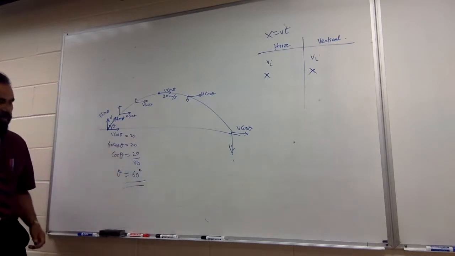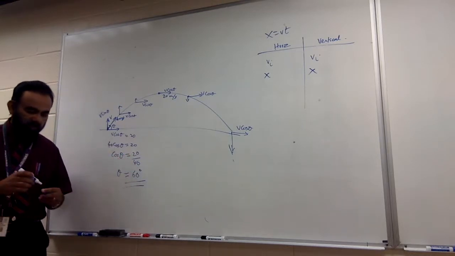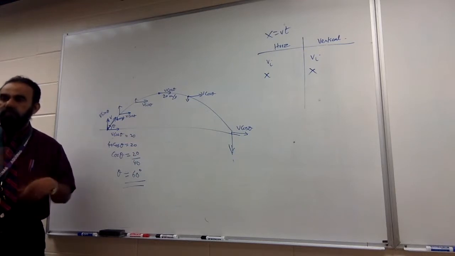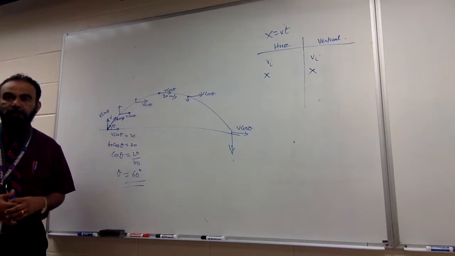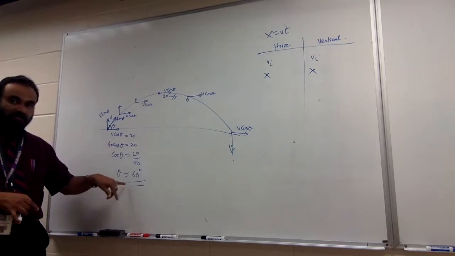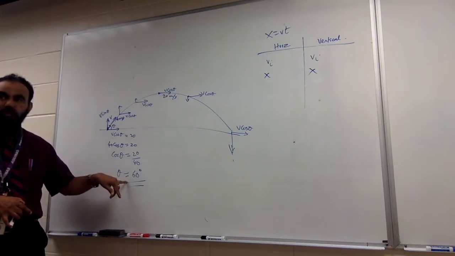Work it out on your calculator. Cosine theta is 20 over 40. What is theta? Cosine inverse of 20 over 40, which should be 60. You can work this out? Everybody should be working it.